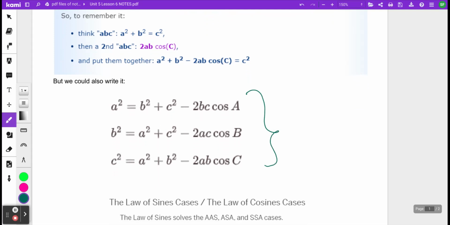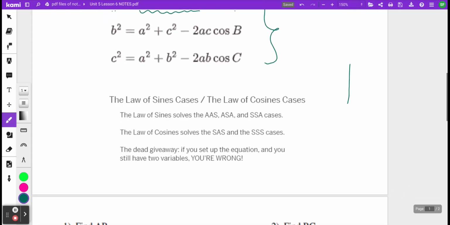All it means is that if you're looking for side A or angle A, the rest of the numbers are going to be the other two sides. Just think of it that way. It makes it a lot easier to understand. And that's a nice thing to think of.